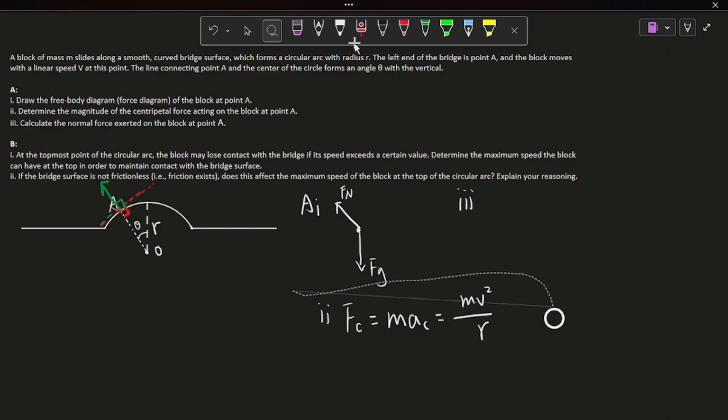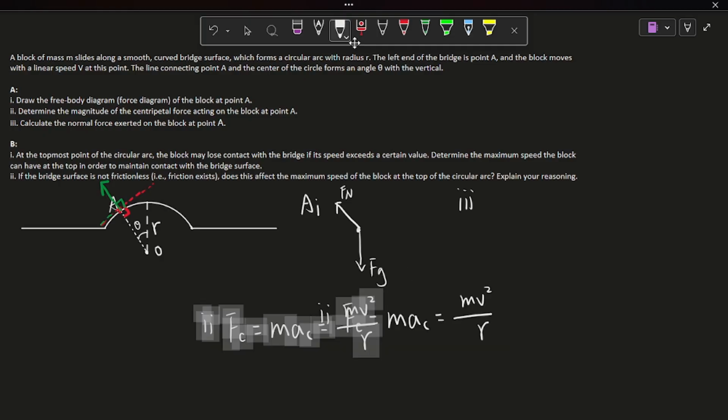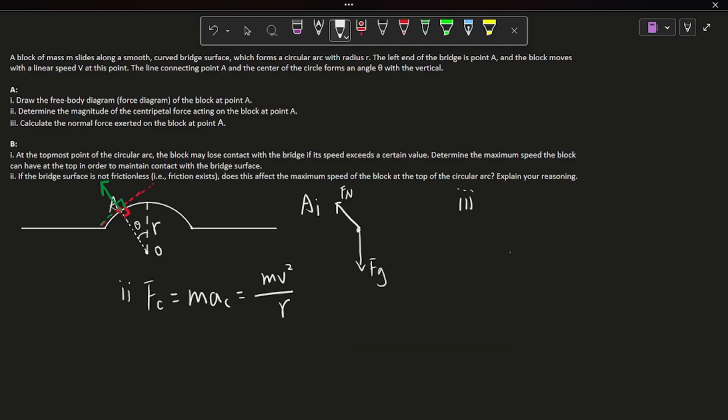I'll make this a little bit to the left. Calculate the normal force exerted on the block at point A. From part A, we already proved that the normal force is collinear with the radius of the circle corresponding to point A, right? So I should create another free body diagram real quick, because on the test you're not supposed to mark on your original free body diagram. The components of the force should not appear on the free body diagram.